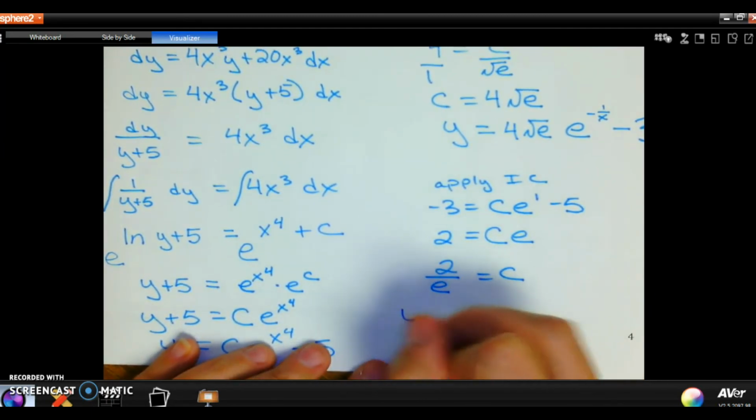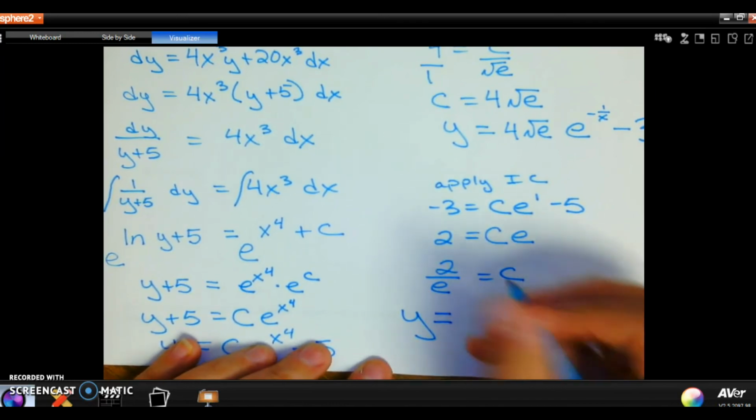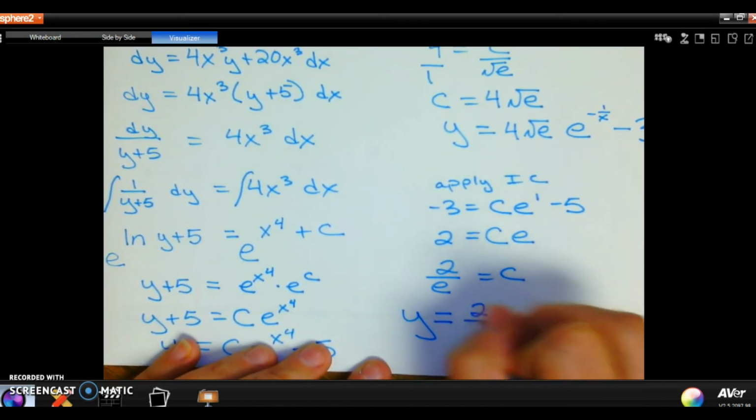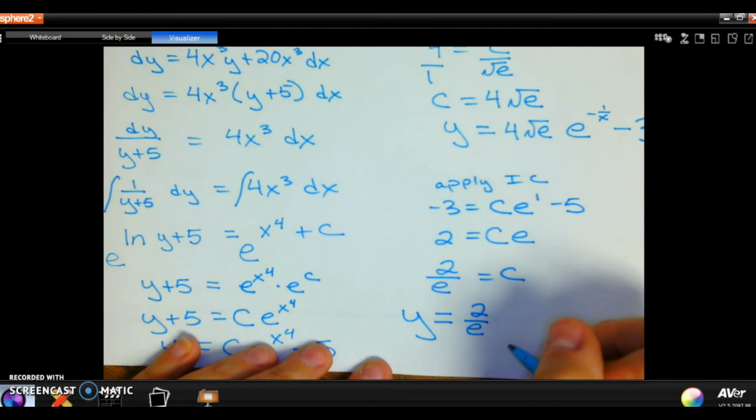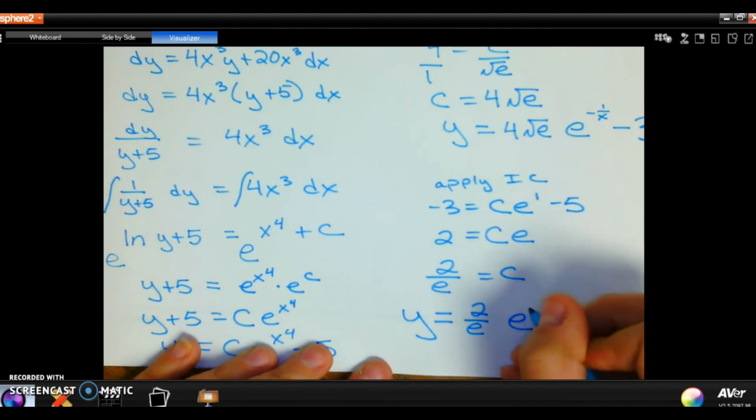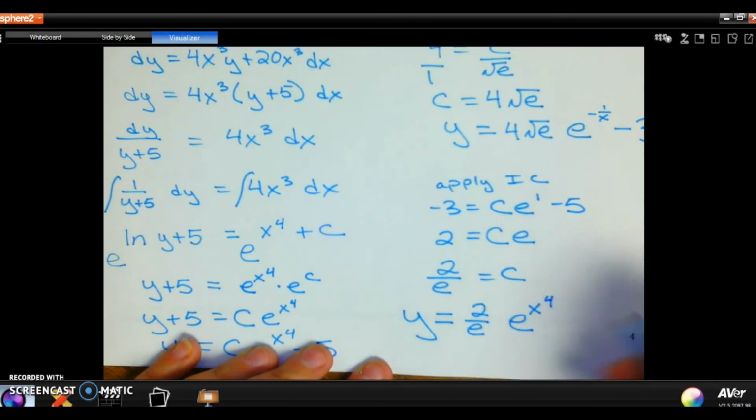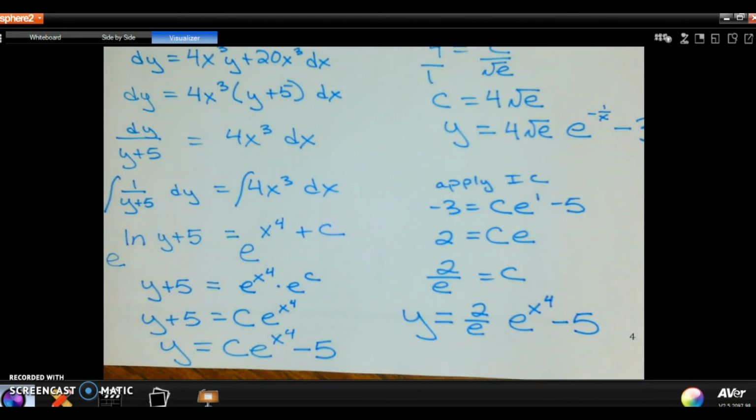And so then you're going to go ahead and plug that back in. So your final answer is y equals 2 over e, or you could write it as 2 times e to the negative 1, either or, and that'll be e to the x to the 4th minus 5. And that would be your final answer on that one.